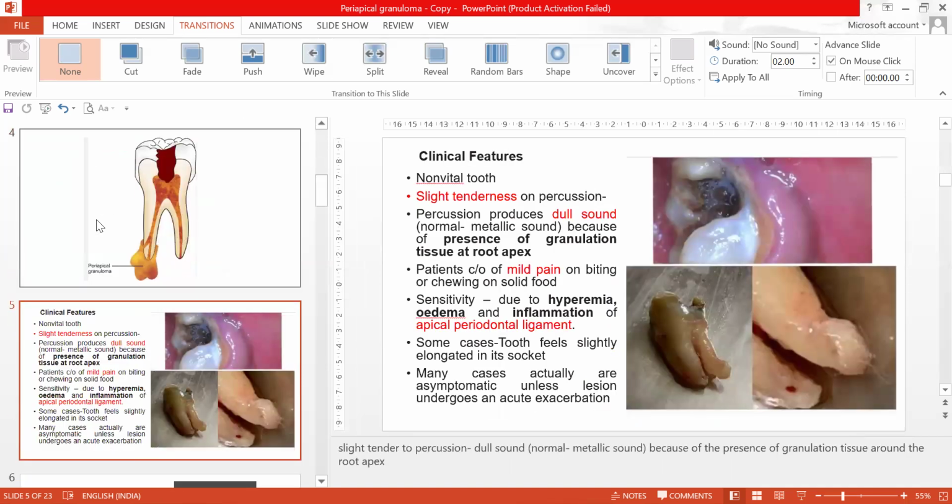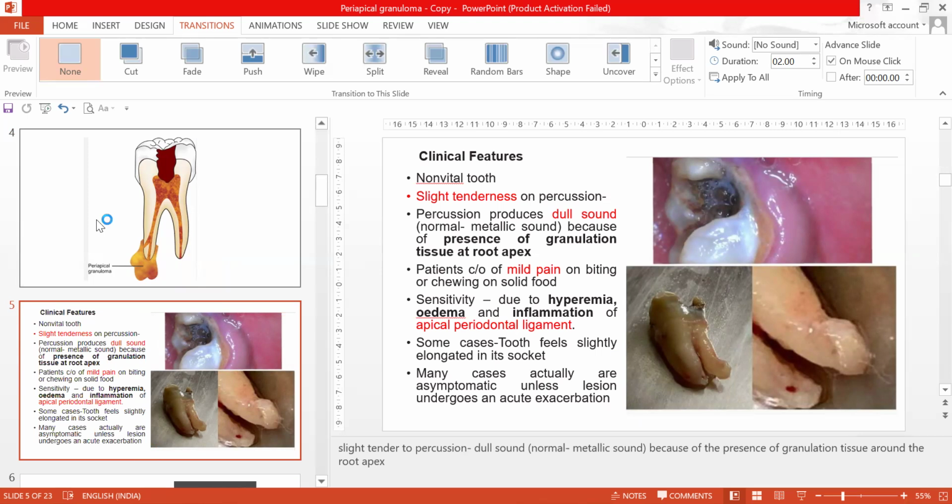The clinical features associated with this are: the tooth associated with periapical granuloma is non-vital. The patient may experience a slight tenderness on percussion. Percussion produces a dull sound because of the presence of granulation tissue at the apex of the root. Patient may also complain of mild pain on biting or chewing on solid food.